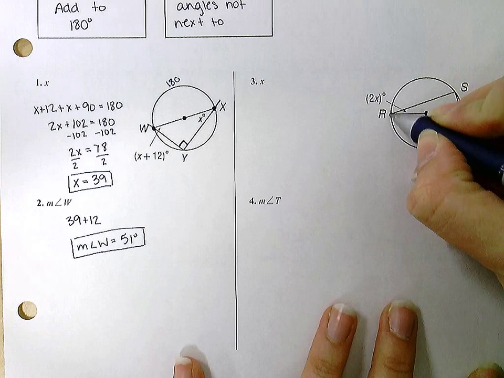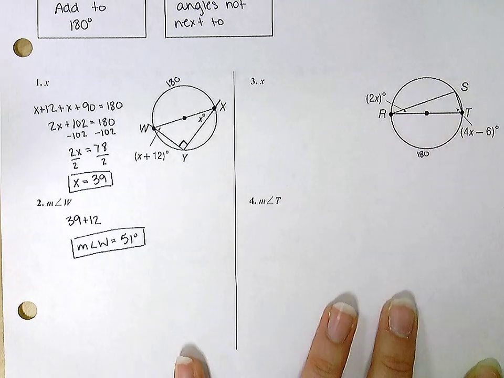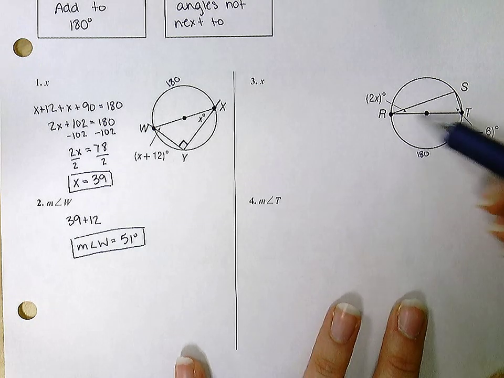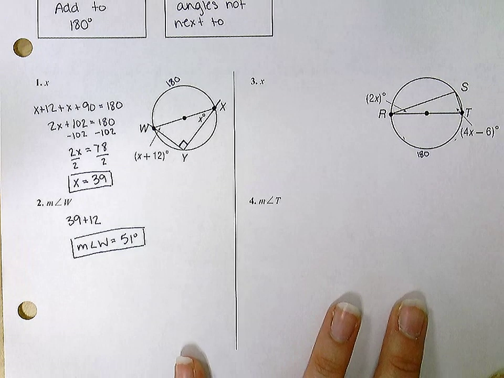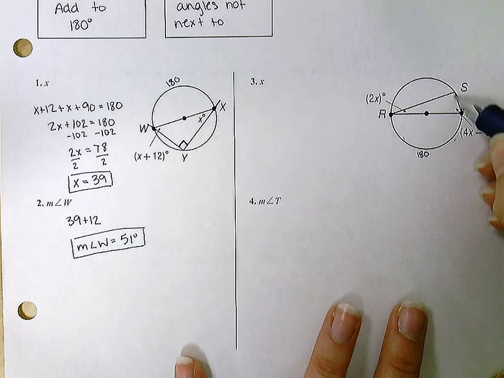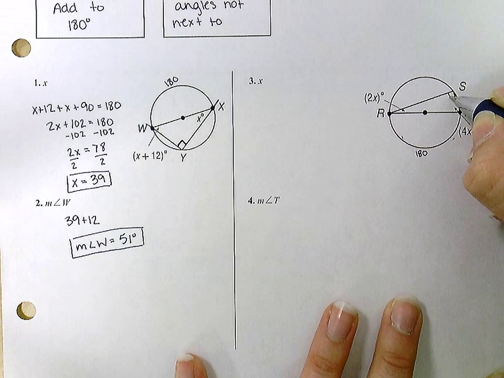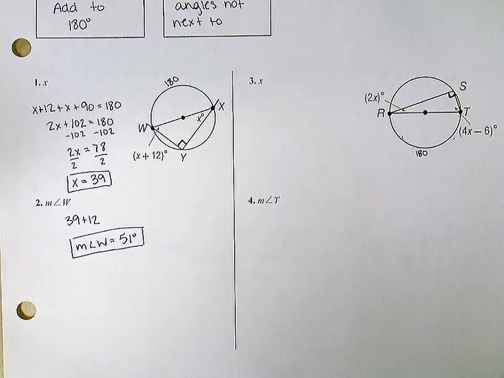Well, if I look at my arc from R to T, that arc is 180. Okay, it's half of a circle, right? Half a circle is 180 degrees. Then that angle that intercepts that arc is half of that measure, so that angle again has to be 90 degrees.